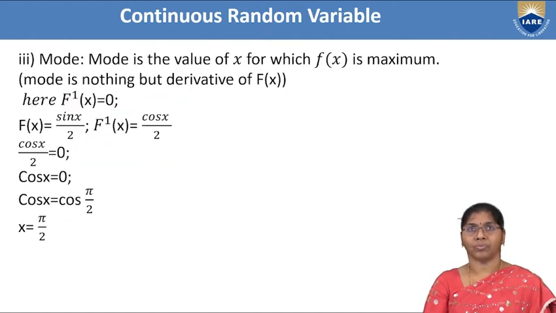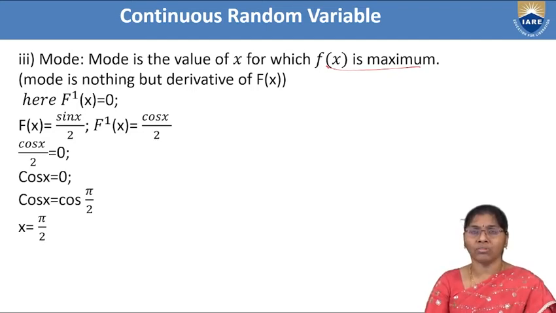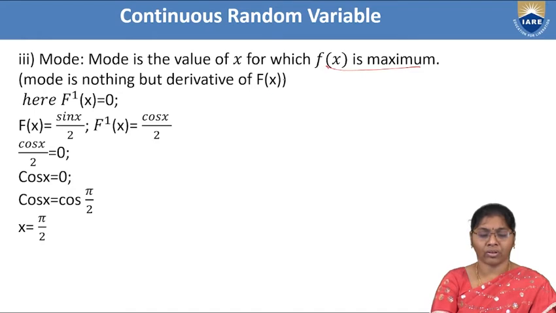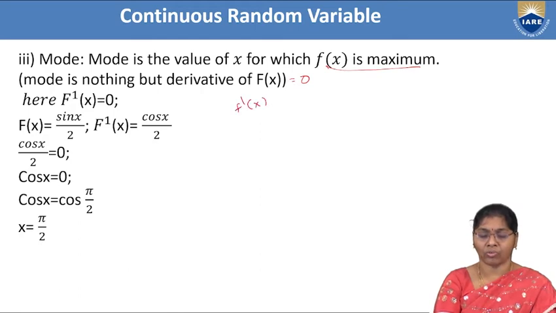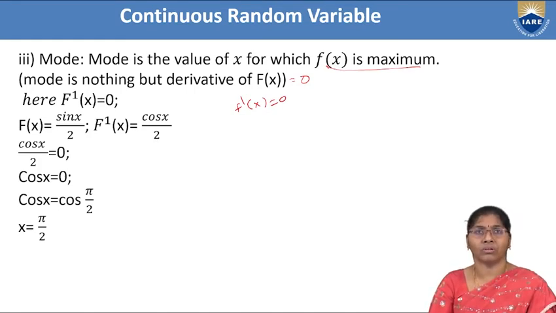Next one, mode. Mode is the value of x for which f of x is always maximum. Here mode means the given function f of x is at its maximum. Mode is nothing but the derivative of f of x equal to 0. Always here f dash of x equal to 0. The given function f of x, we differentiate and set it equal to 0. That is the mode definition.